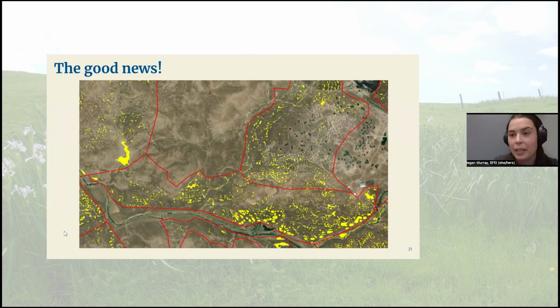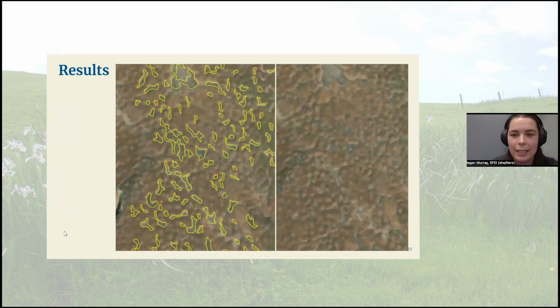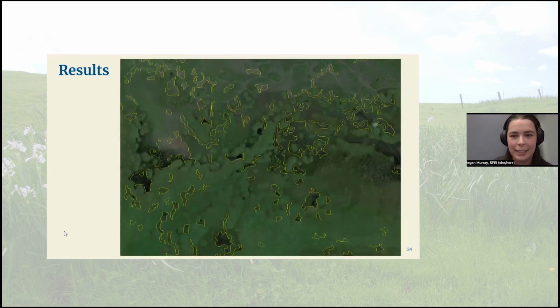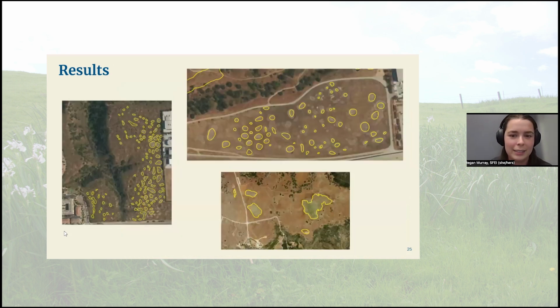I'll just click you through a couple more examples. You can see it pulled out those little depressions. Here as well, we've seen this picture. This is at Jepson Prairie, which is a UC Davis research reserve, I believe. And here are some from Southern California, so maybe not as interesting, but on the top right, those are some man-made vernal pools. So it's interesting to see how the method can work with different types of vernal pools.